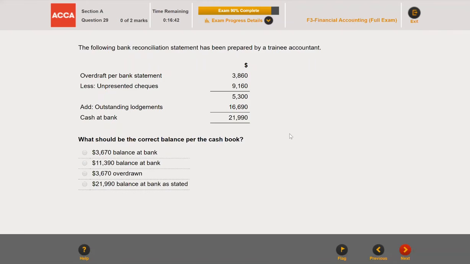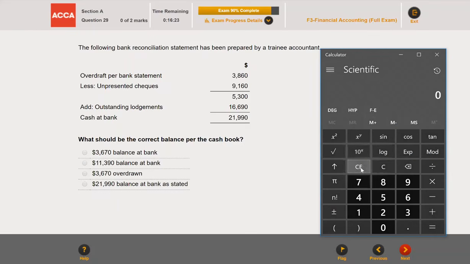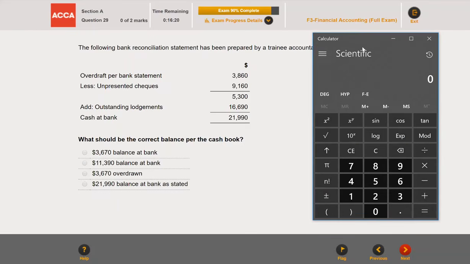What should be correct balance per the cash book? The following bank reconciliation statement has been prepared by a trainee accountant. Overdraft per bank statement, unpresented checks, outstanding lodgements, cash at bank. When you see a question like this, the best thing to do is redo the calculation and prepare this statement by yourself. So let's see.